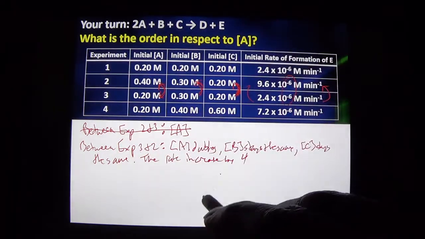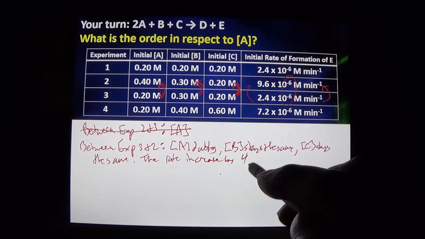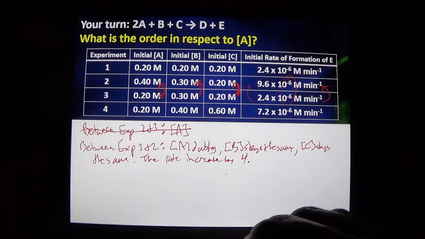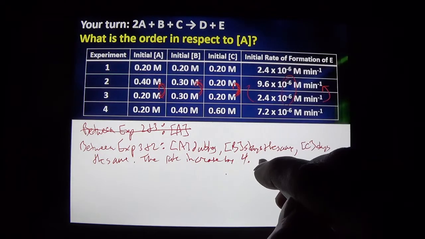Now you can say the rate quadruples. They'll take that. That's fine. I just don't like trying to write the word quadruples. It doesn't work well in my dyslexic head. So I like to say the rate increases by 4. Now let's do the math.